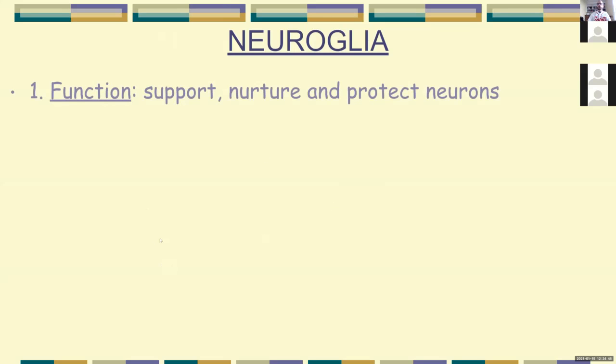So let's take some final notes here. Neuroglia. Their function: support, nurture, and protect neurons. There are 6 types.